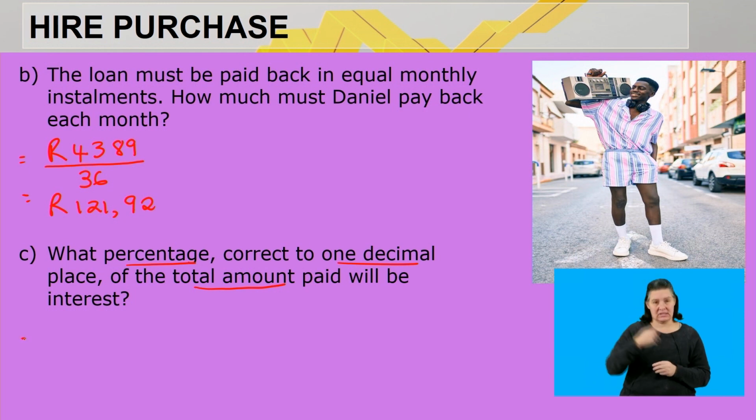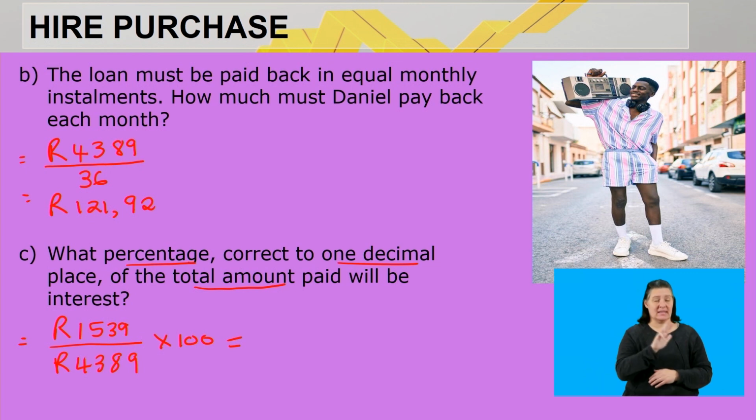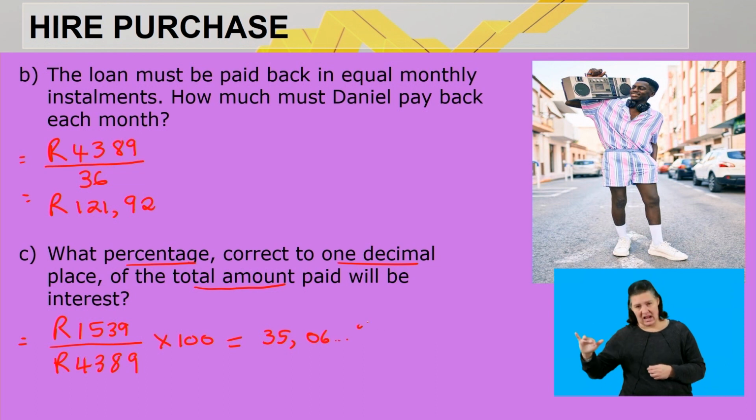So I say, it's the 1,539, that's your interest, of the total amount. The total amount is 4,389 Rand. Since I want a percentage, I will multiply that by 100. Let's key this in: 1,539 divided by 4,389 Rand multiplied by 100. That will give us 35,06, and it gives us other digits as well.